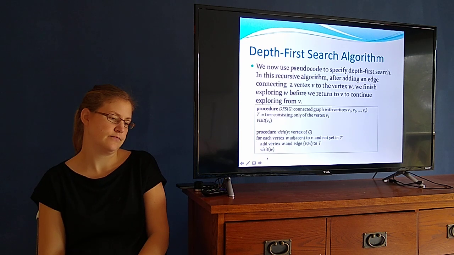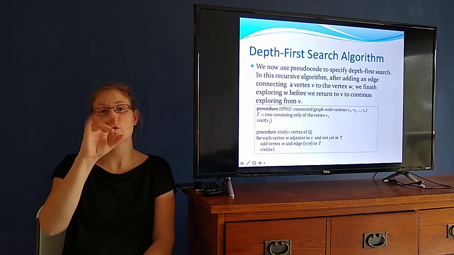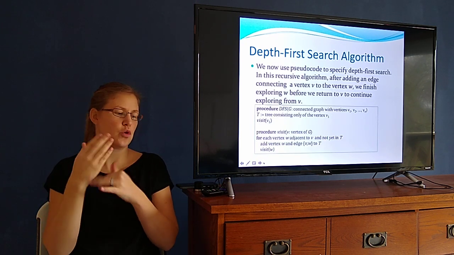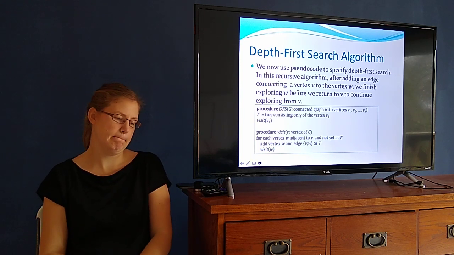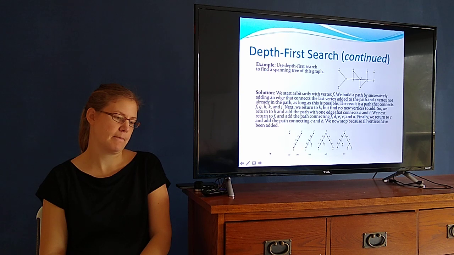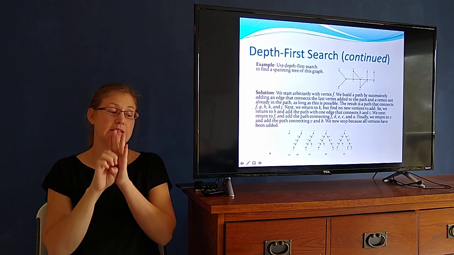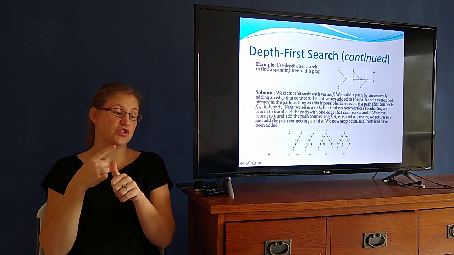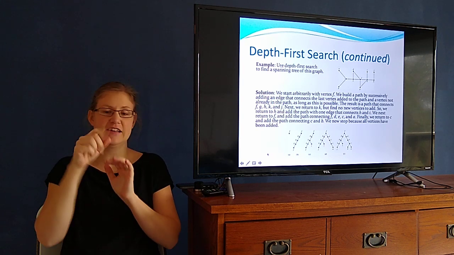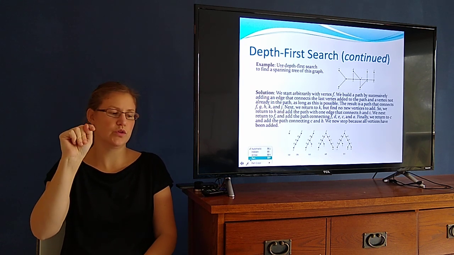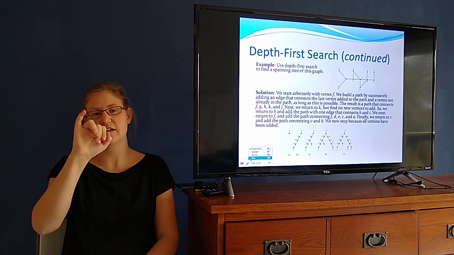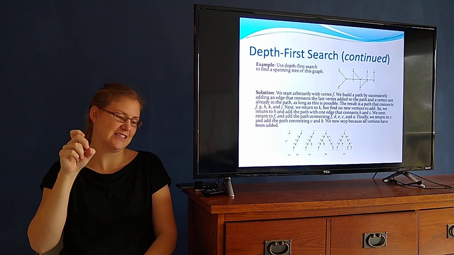So this is the algorithm. You can go over it, but it's out of the scope of this chapter. So an example here: use depth first search to find a spanning tree of this graph, given the root of the first vertex. I believe, yes, it's F. It's here.